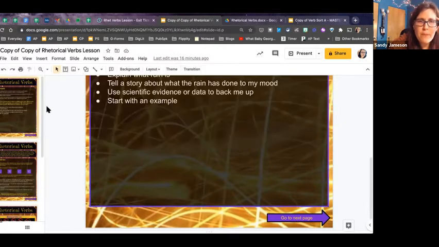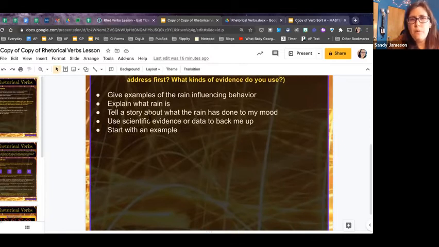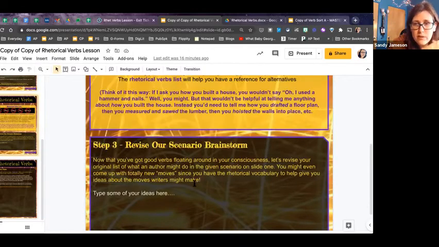So remember, we came up with things like give examples, explain what the rain is, tell a story, use scientific evidence, start with an example. Those are all okay moves, but they're really weak. So now we're going to try to revise them. And we might even come up with totally new moves, since we now have this rhetorical vocabulary to help give us ideas about moves the writers might make.